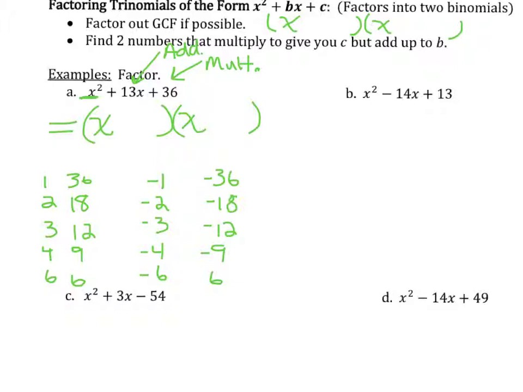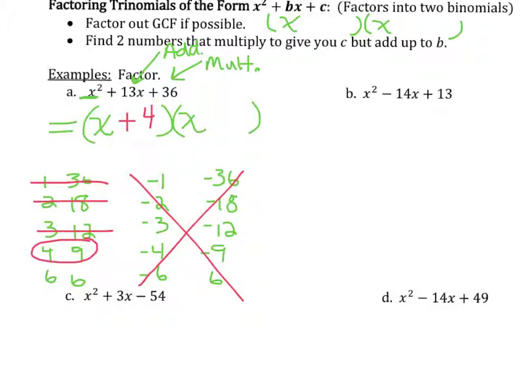Well, since we want a positive 13, there is no way that two negative numbers are going to add up to a positive 13. So we're not going to be in that case right there, all right? But if I add 1 and 36, I get 37, so I'm not going to use those. 2 plus 18 is 20, so I can't use those. 3 and 12 is 15, so I can't use that pair. 4 and 9, that is 13. So since those are both positive, I'm going to say x plus 4 times x plus 9. And that is my answer in factored form. You can always multiply these things out to see if you get your original expression. I'll let you do that on your own.